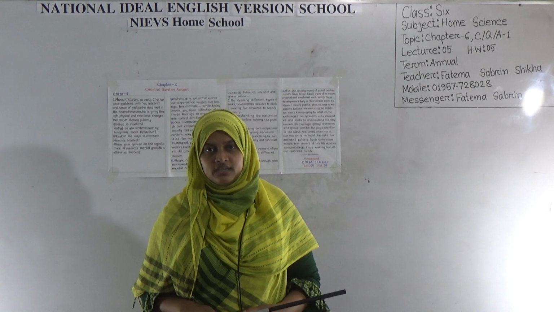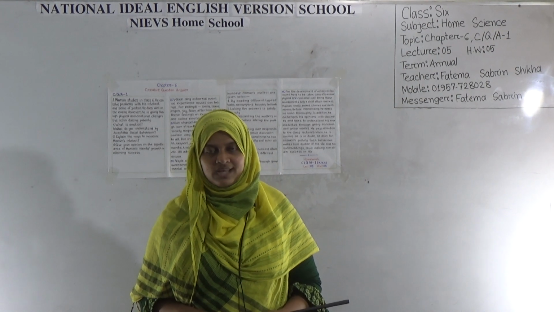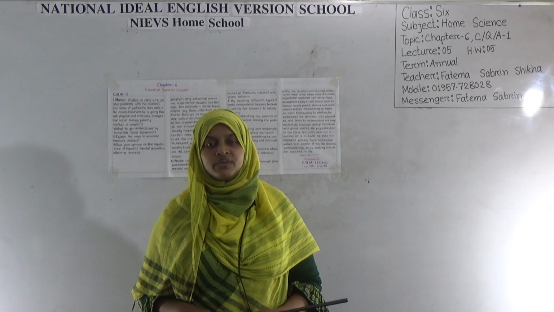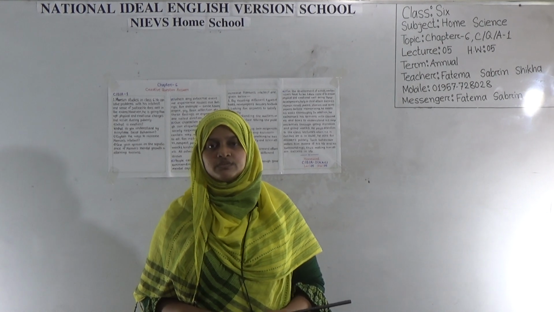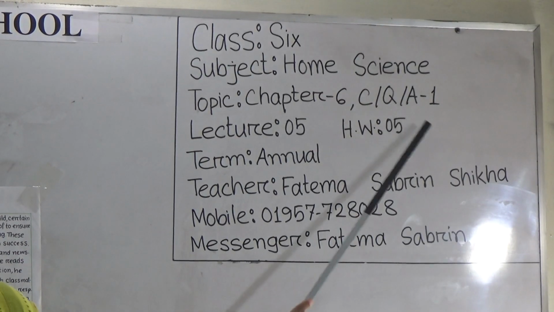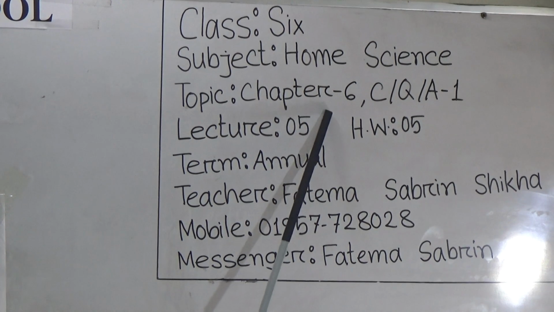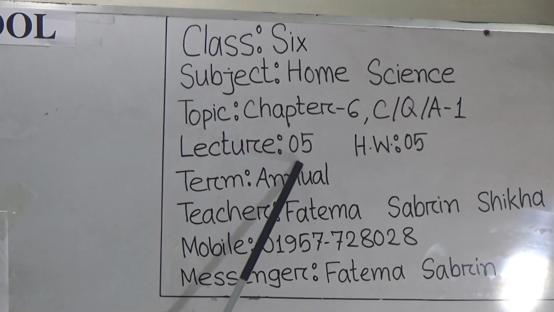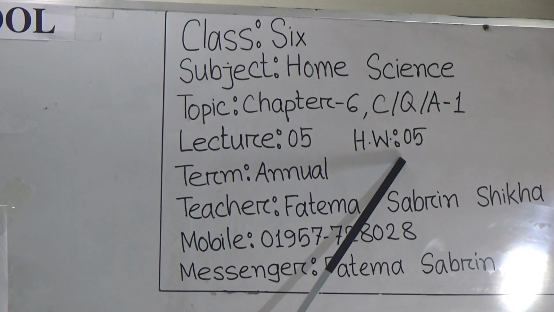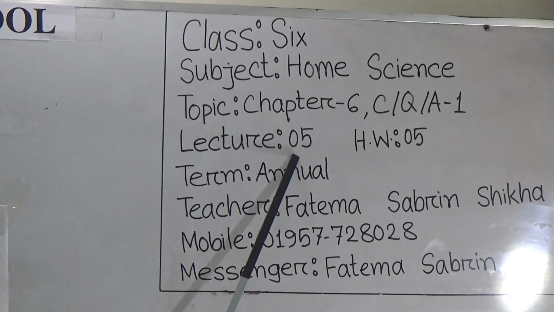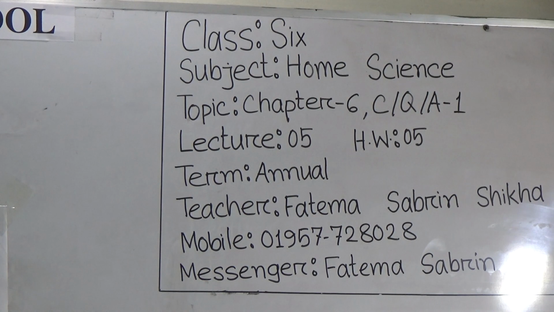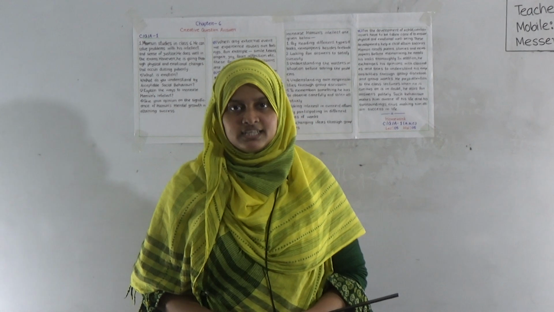Today I am going to take a home science class for the students of class 6 on the topic of creative question answer from chapter 6. Students, this is our 5th lecture and 5th SW. Take your notebook and writing elements. We'll do creative question answer 1 from chapter 6.